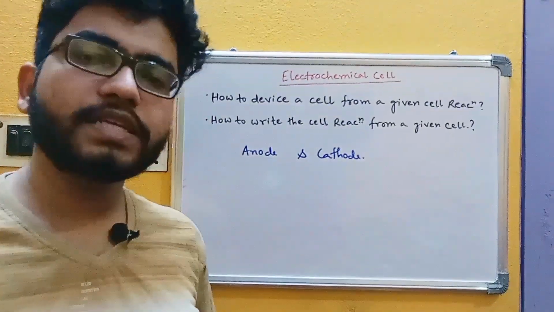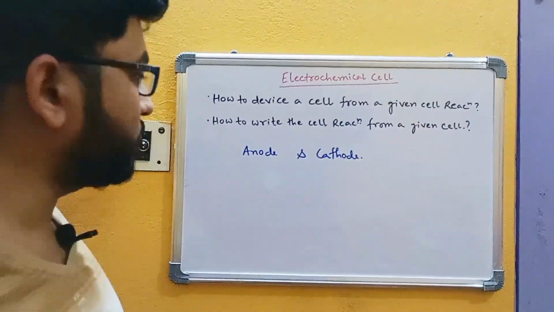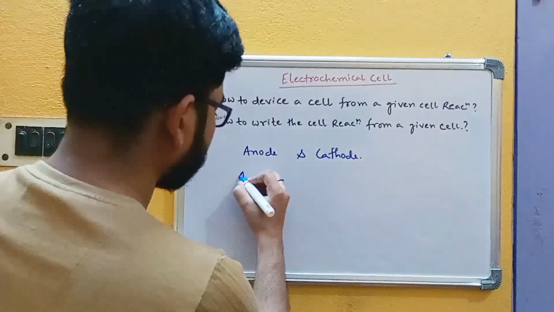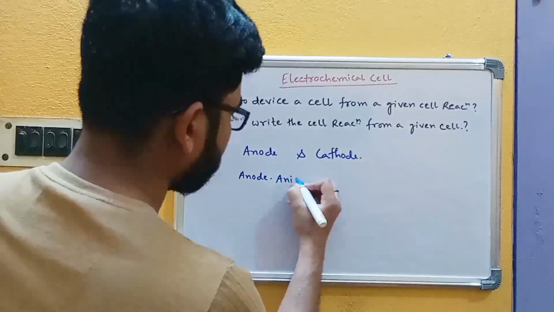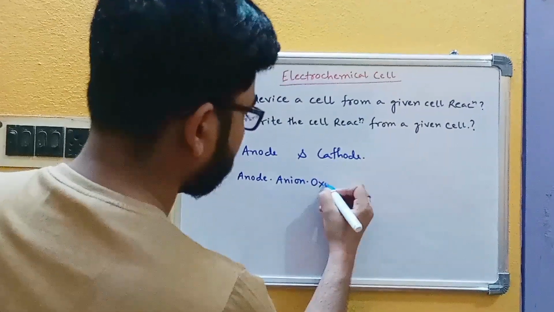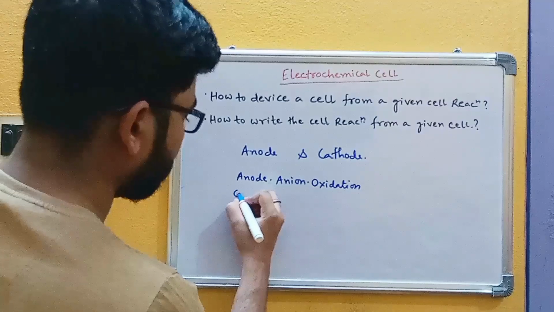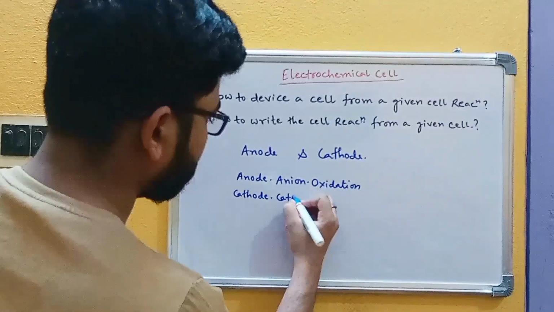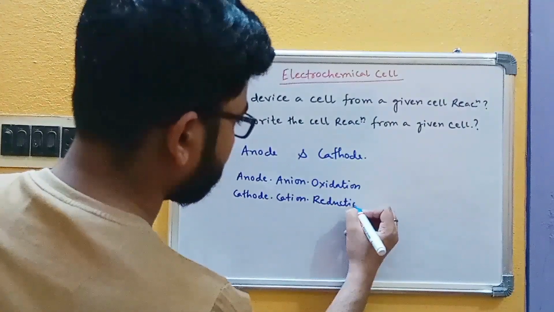We have a fantastic trick by which you can easily remember which reaction takes place in anode and which reaction takes place in cathode. So the trick is: anode, anion, oxidation, and cathode, cation, reduction.